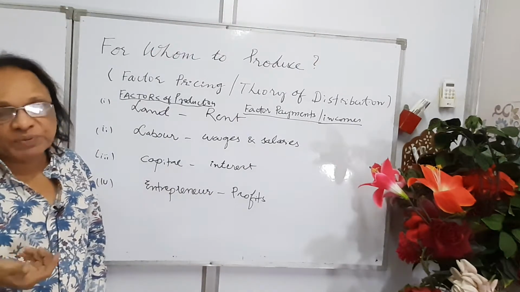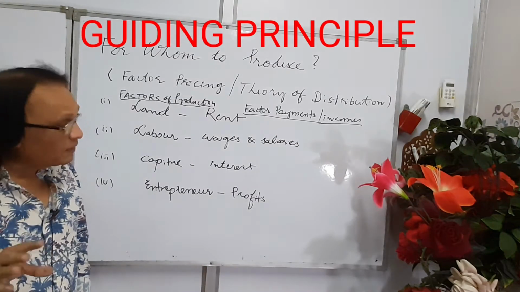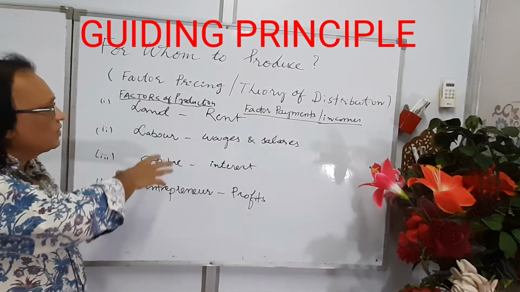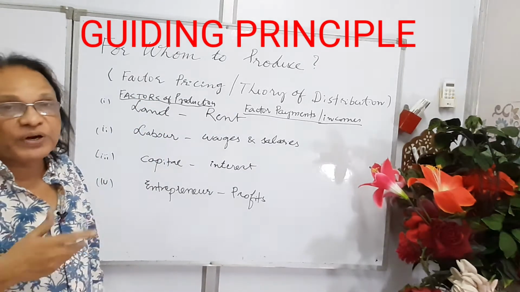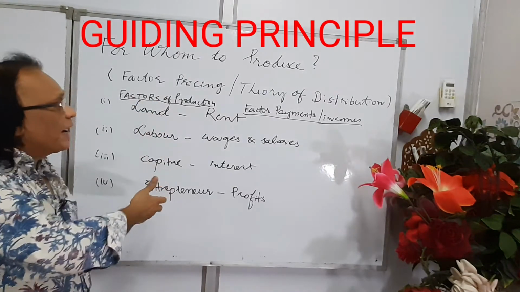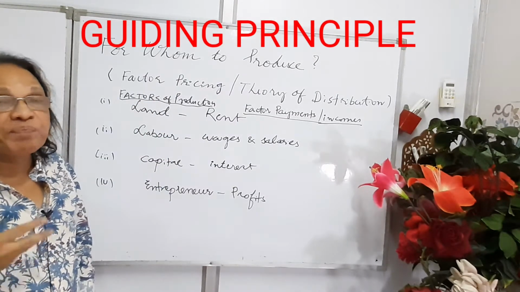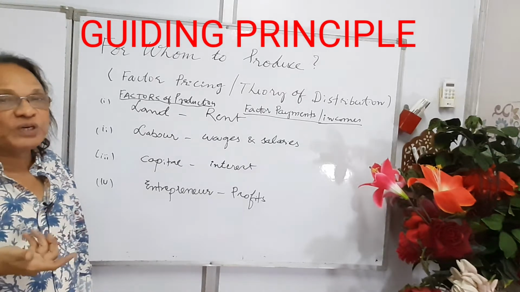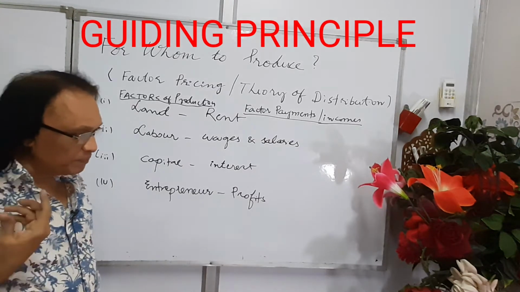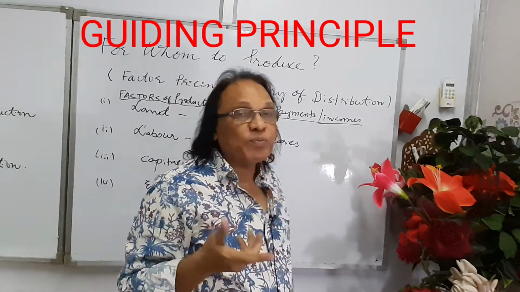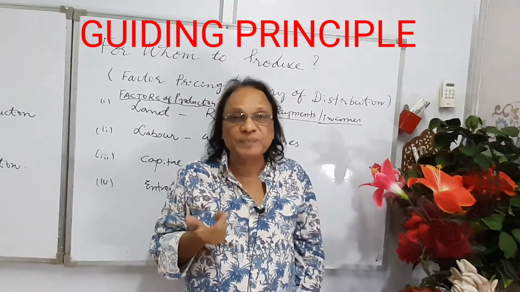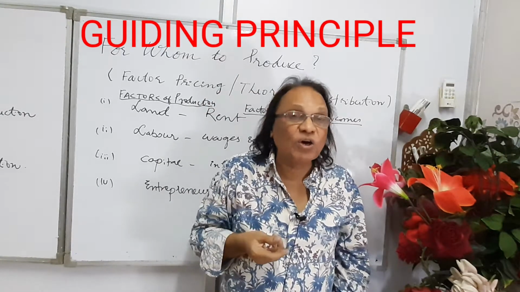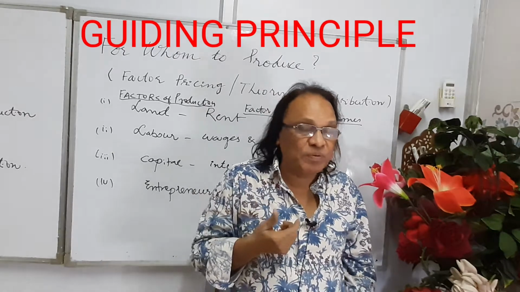So what is the guiding principle here? The guiding principle is that we should distribute the national income or national product in such a manner that important and urgent wants of the people should be satisfied. You distribute among these four factors, not that you exploit the laborers without giving any wages and salaries to them. The economy cannot develop. That is why it's a central problem: for whom to produce.